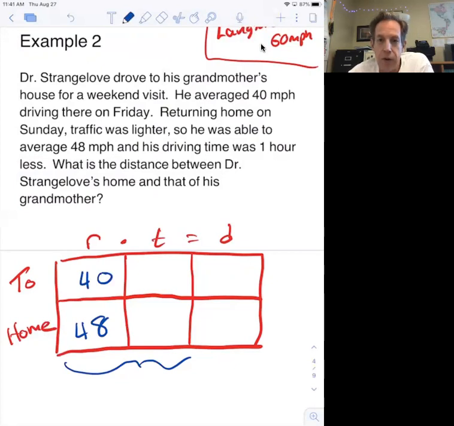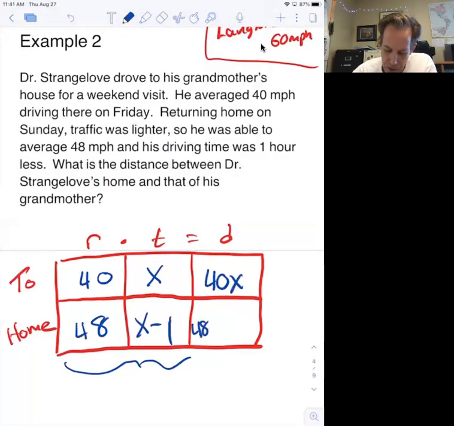Now for the time, we don't know, but we know that driving home was 1 hour less since he's going faster. So if we say that going there was x, coming home is x minus 1. Now, alternatively, you could have put x in the home time, and then driving there would have been x plus 1. Either one would be fine. All right, so the distance driving there is 40x, and the distance driving home is 48 times x minus 1. And again, we're always going to multiply those first two columns together to get that third column.